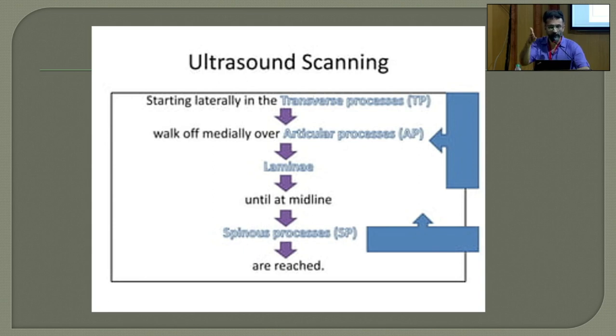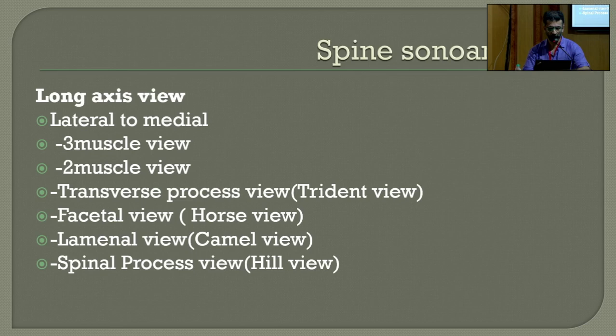So medially, you will have the facet, lamina, and spinous process, whereas if you go lateral, you will have the muscle layers, until you reach the middle. Once you have done that, you can always have a short axis. So this is long, this is short axis. You can have it at the spinal level as well as the interspinous level. In the long axis view, we start with the 3 muscle view, then the 2 muscle view, then we come to the transverse process, facetal view, laminal view, and the spinous process.